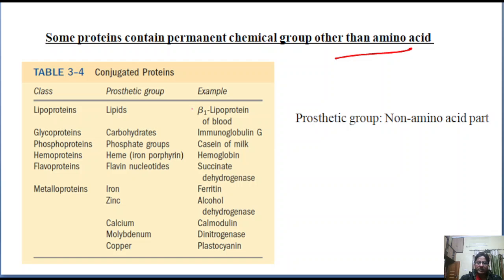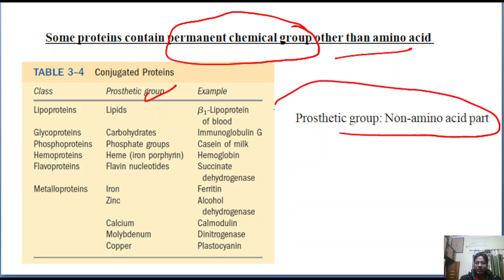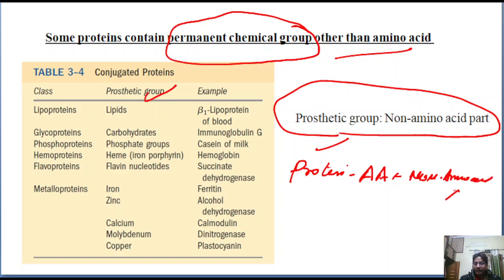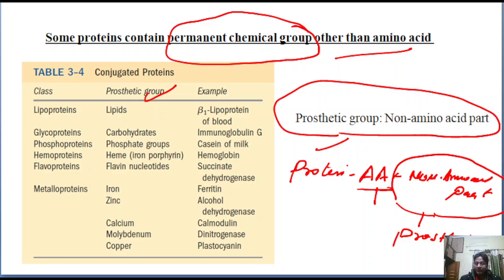So this chemical group, the permanent chemical group that is attached to a protein, is called a prosthetic group. It is the non-amino acid part of the protein. A protein can have two parts: one is the amino acid part, and the other is the non-amino acid part. The amino acid part is protein in nature, and the non-amino acid part we call a prosthetic group.